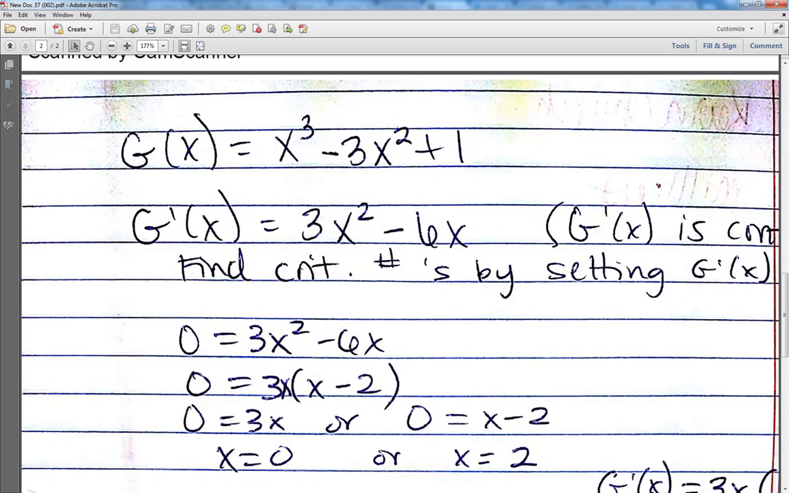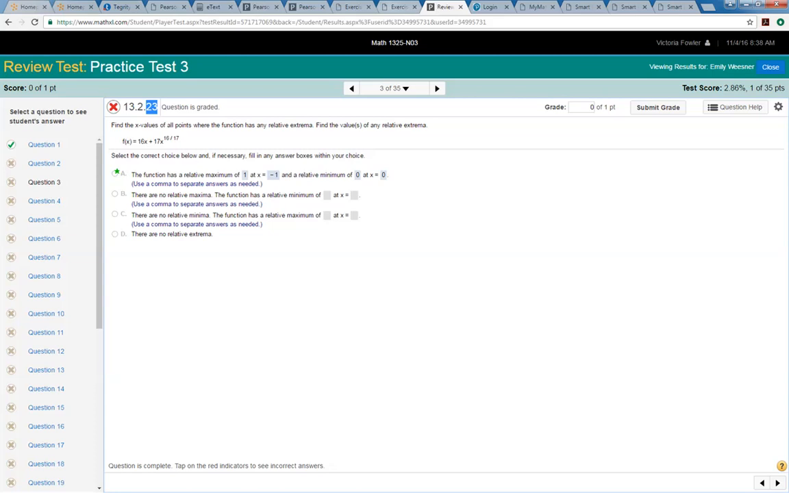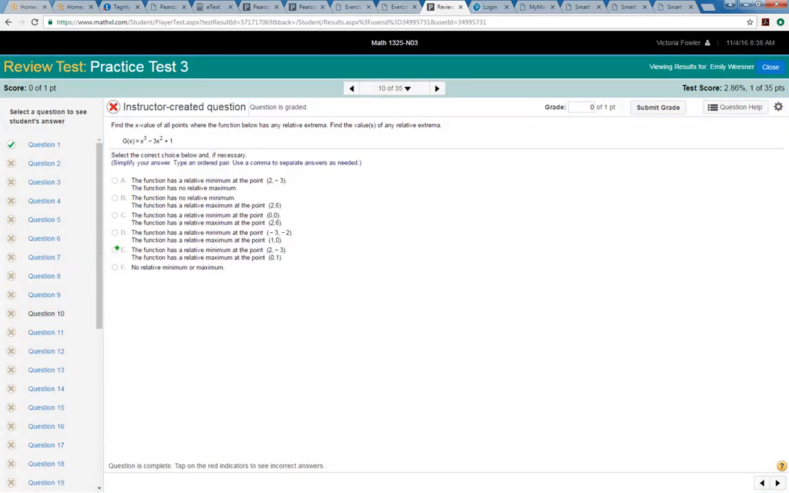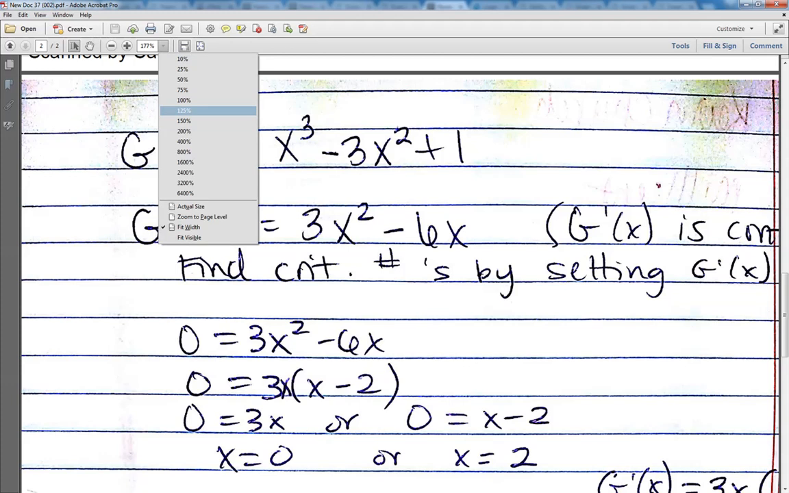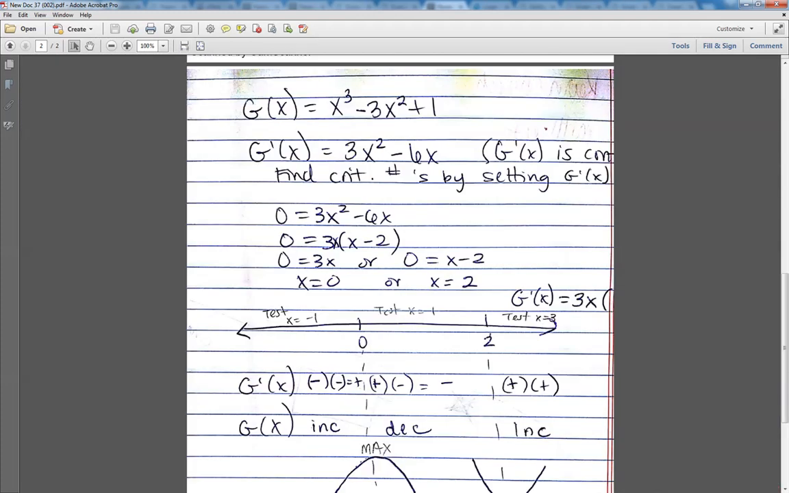And problem number 10, let me go to my other screen here, and you'll see that perhaps, okay, there it is, problem number 10. It says find the relative extrema. It gives a function called capital G, and it says find where the relative max or relative min is. Well, all I have to do is that first derivative test and determine if it's a max or min.